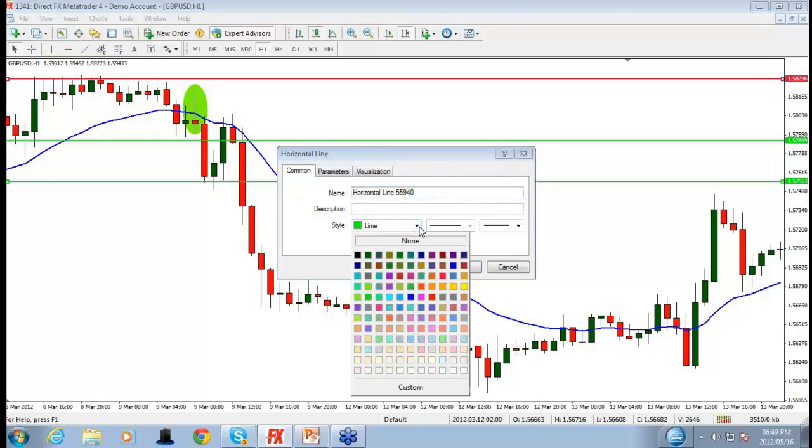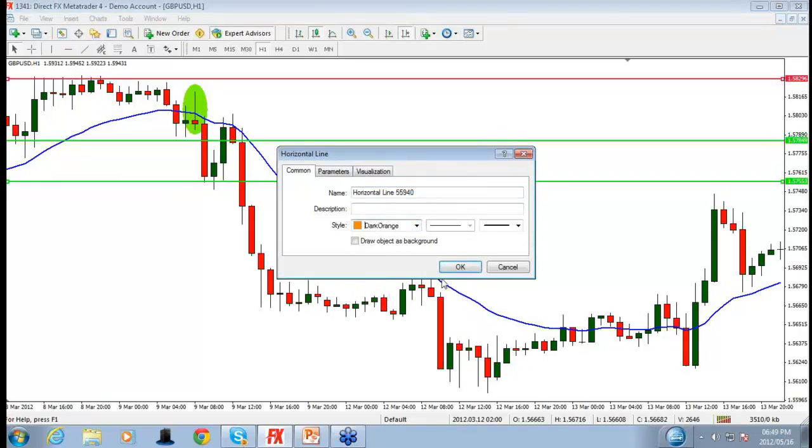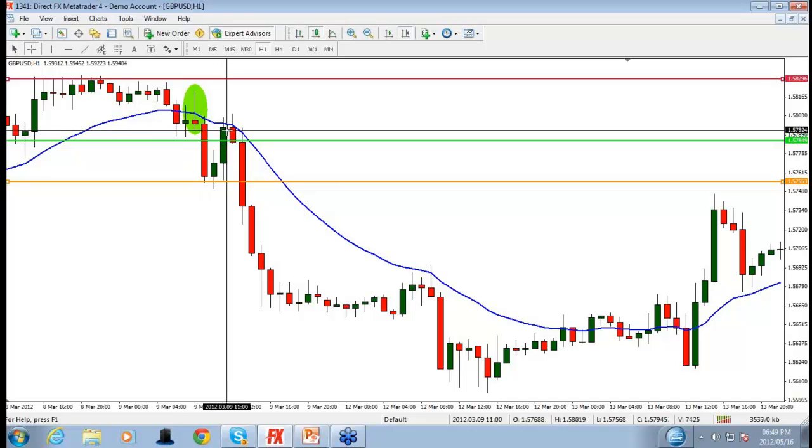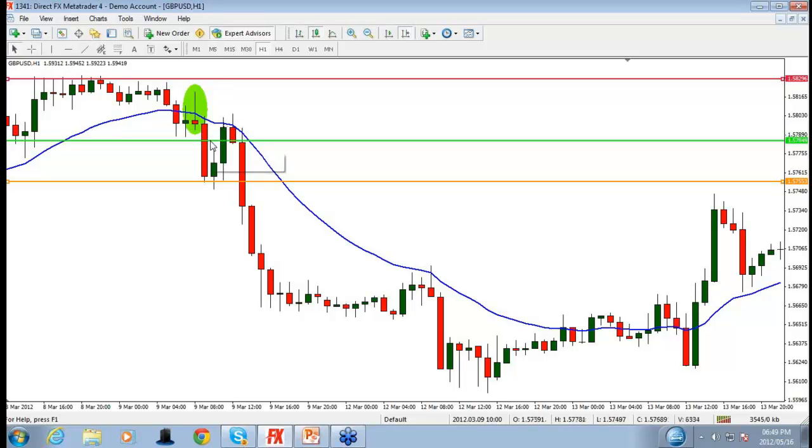So I can make my take profit a nice orange color. Okay, so now I've got it there. So the first thing that you need to do, rule number 2, place a pending order 5 to 10 pips below the low of the pin bar. There's the low of the pin bar. We look at 5 to 10 pips, so you can decide if you want to place it 5. Let's look at that, 5. Put it right there, a little bit up.